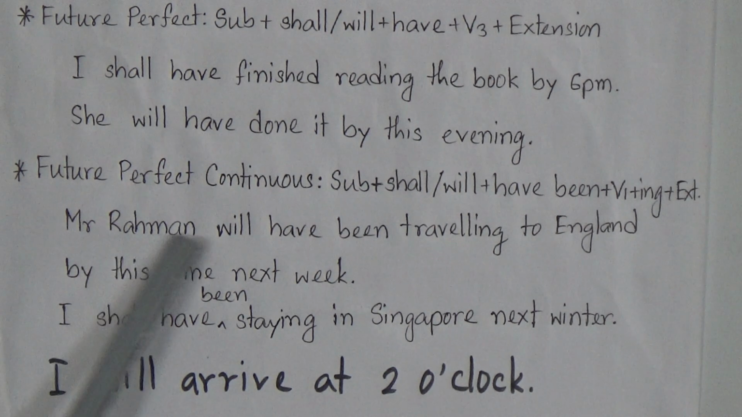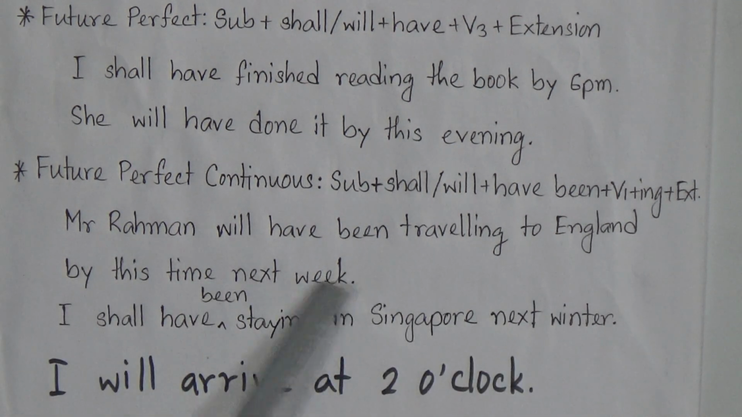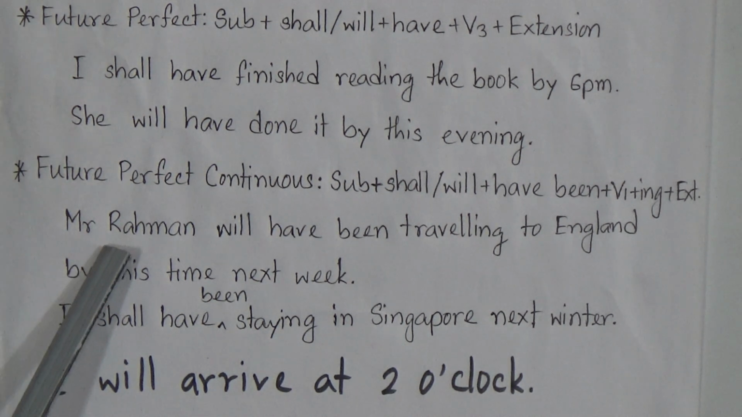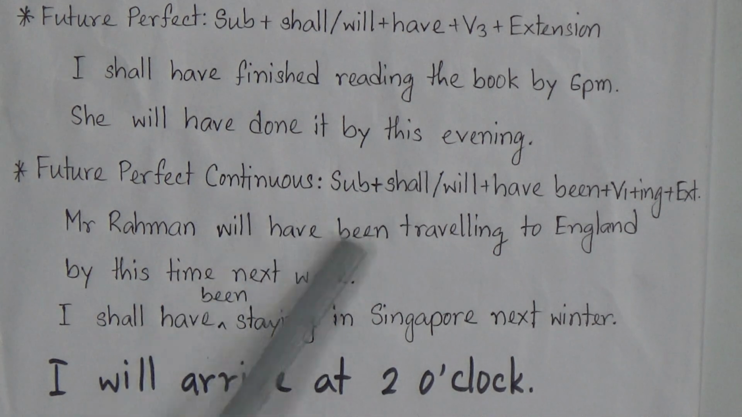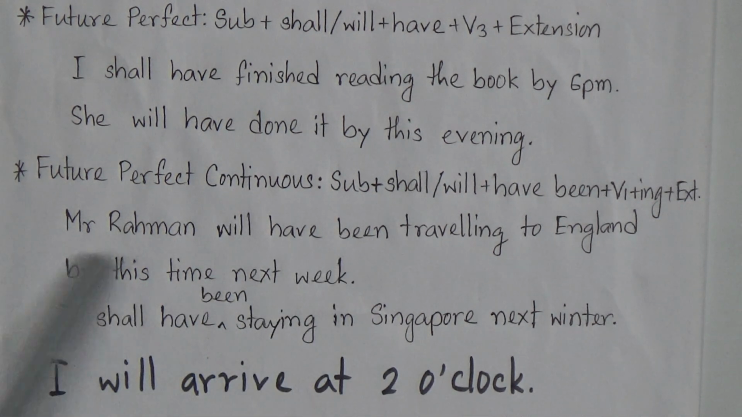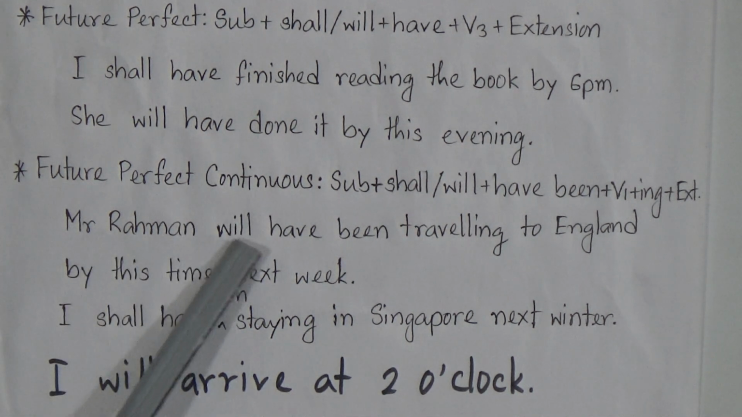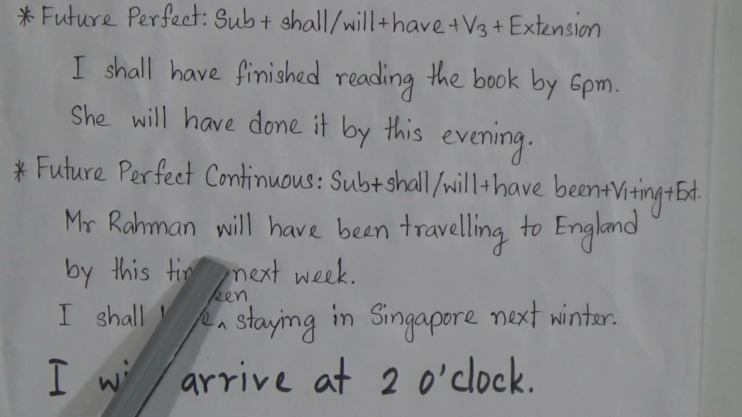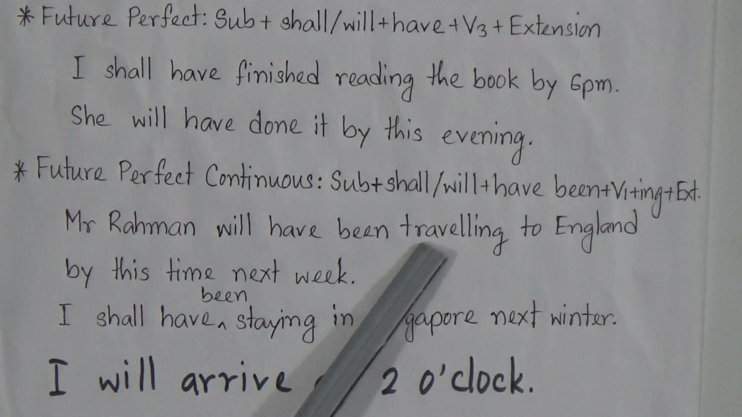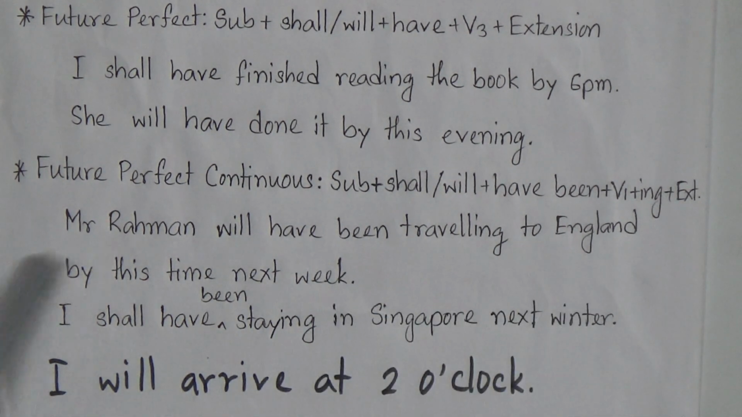Now look, Mr. Rahman will have been travelling to England by this time next week. That means this action is unfinished now but will be finished at some future time, that means next week. Now look, Mr. Rahman is our subject, and that is why we use will have been, because Mr. Rahman is a third person, and then verb along with ing, travelling, and now the rest of the sentence, to England by this time next week.